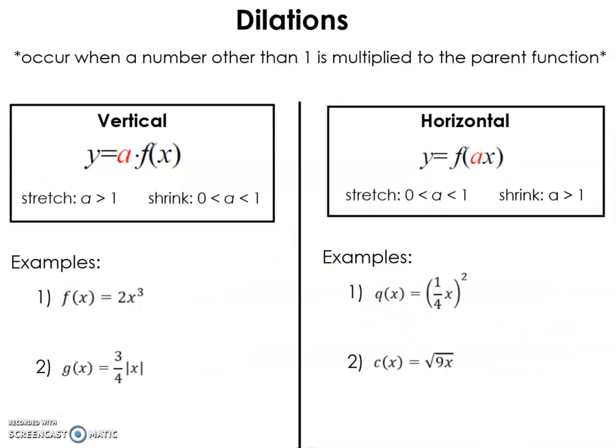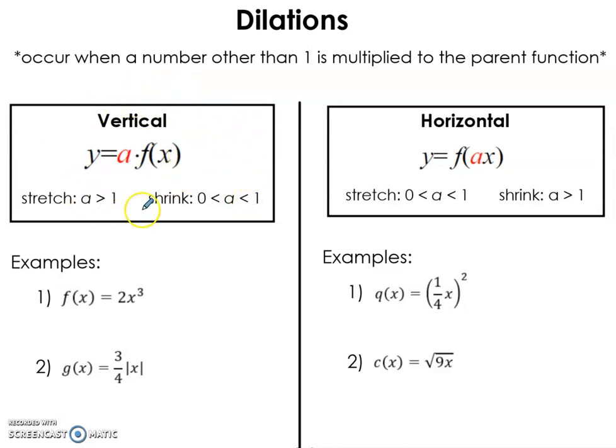And our last type of transformation is a dilation. And again, there's two types. There's vertical and there's horizontal. And again, these can be a little bit confusing. Dilations occur when a number other than 1 is multiplied to the parent function.